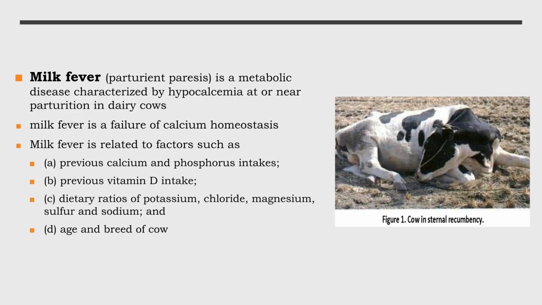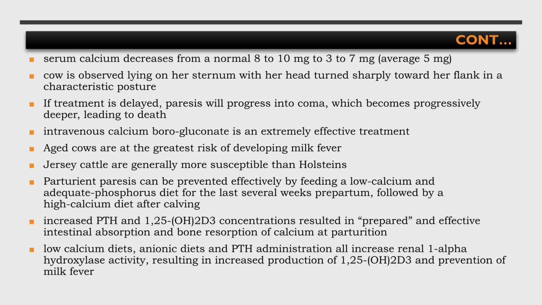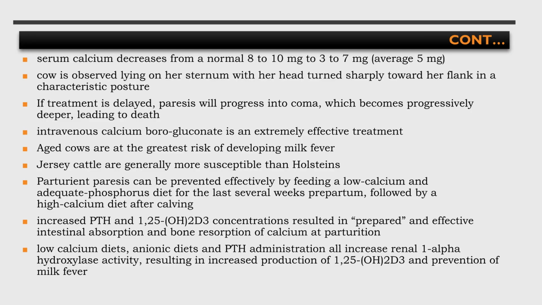minerals, age, and breed. During milk fever, serum calcium drops significantly. Affected cows lie on their sternum, head turned to the flank. Untreated paresis progresses to coma and death. Intravenous calcium borogluconate is an effective treatment. Prevention involves feeding a low-calcium diet prepartum and a high-calcium diet postpartum.